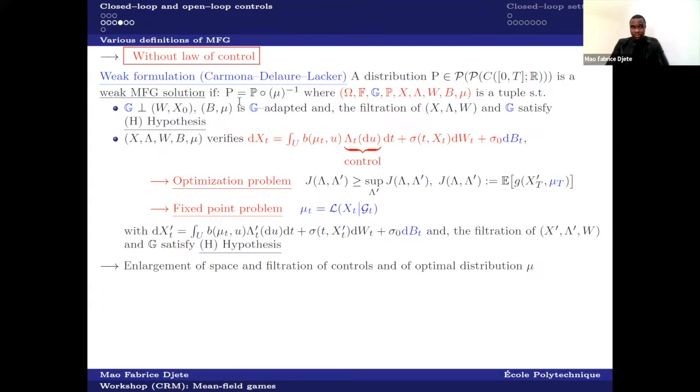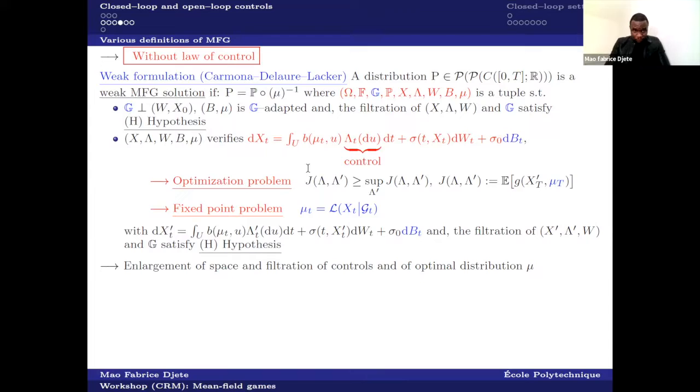Here it will be the image of this measure mu, where this tuple, the first element is a probability space, F is a general filtration, and G here will play the role of the common noise. P will be, of course, the probability over the space. X will be the process, which will be the optimal solution. Lambda here will play the role of the control that I denote here. W, of course, will be the Brownian motion, the idiosyncratic Brownian motion, and B will be the common noise, and mu, of course, will be the equilibrium.